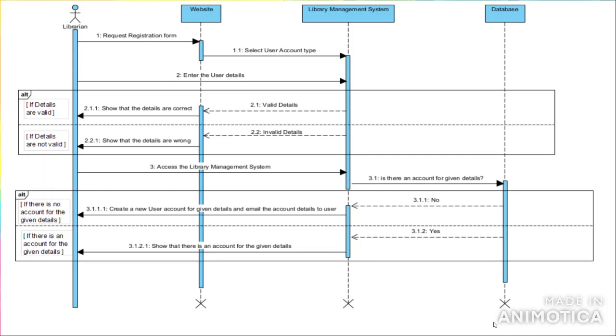If the details are valid, the librarian can access the library management system. Then the library management system sends a message to the database and checks whether there is an account for the given details. If there is no account, we can create a new user account and email the details to the user. If there is an account for the given details, we show that there is an account for the given details. Then I have ended the sequence diagram.